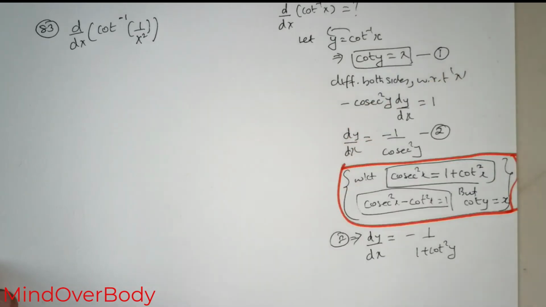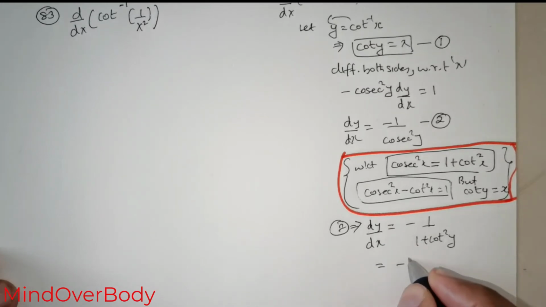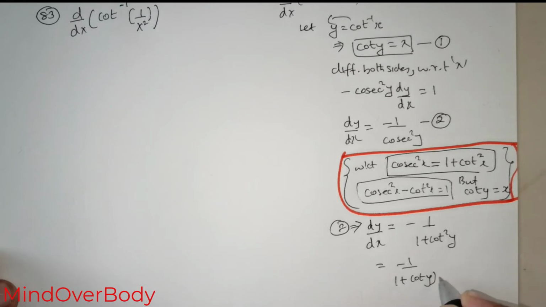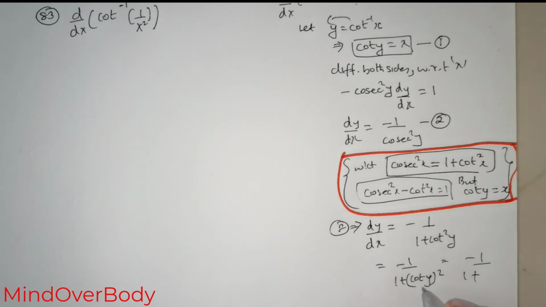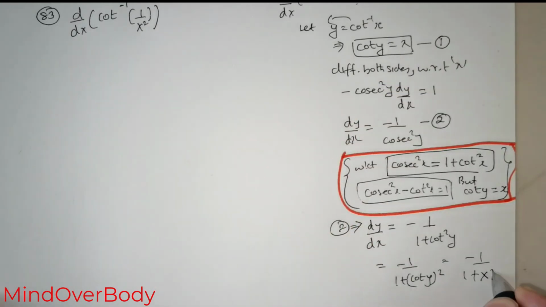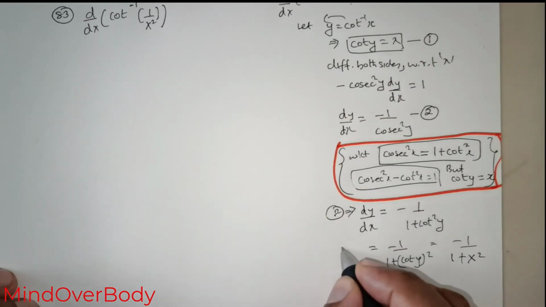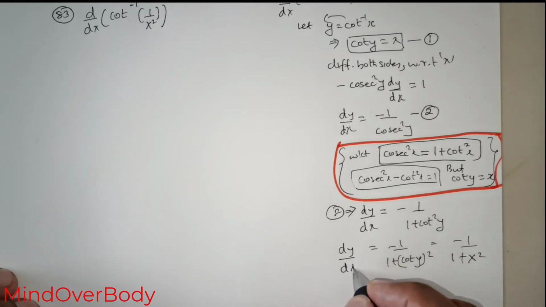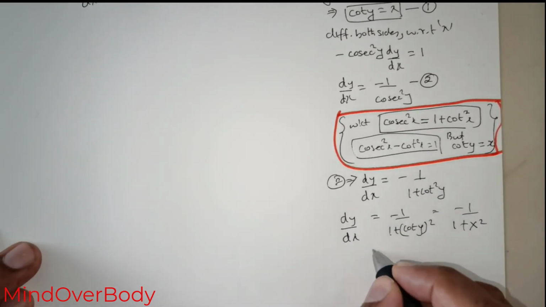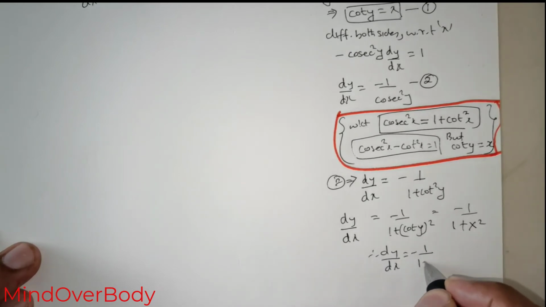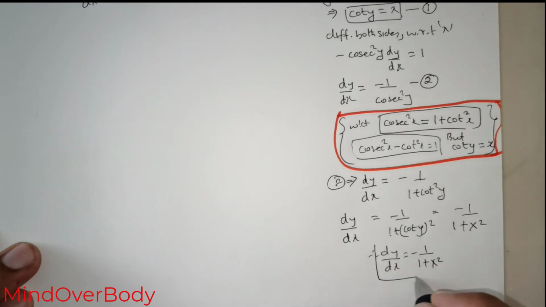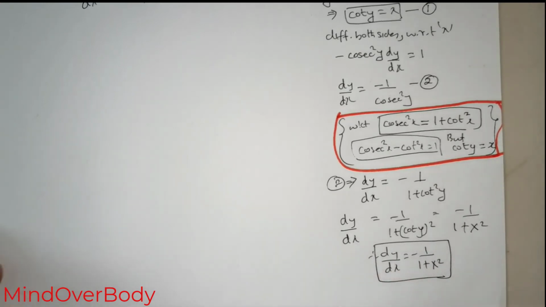We got cot y is equal to x. So I am going to rewrite this as negative 1 over 1 plus cot y raised to the power of 2, which is equal to negative 1 over 1 plus x squared, since cot y is x. Therefore dy over dx is equal to negative 1 over 1 plus x squared. So this is the solution.